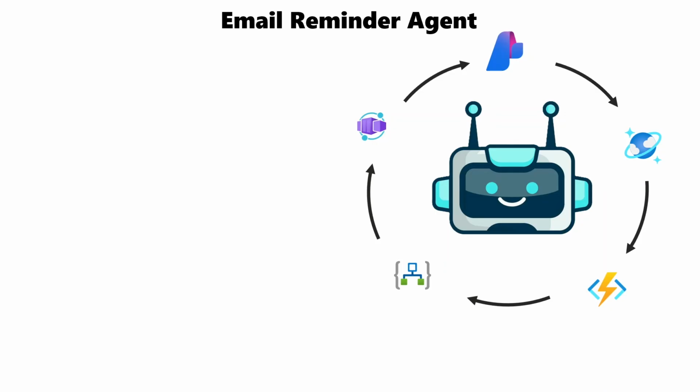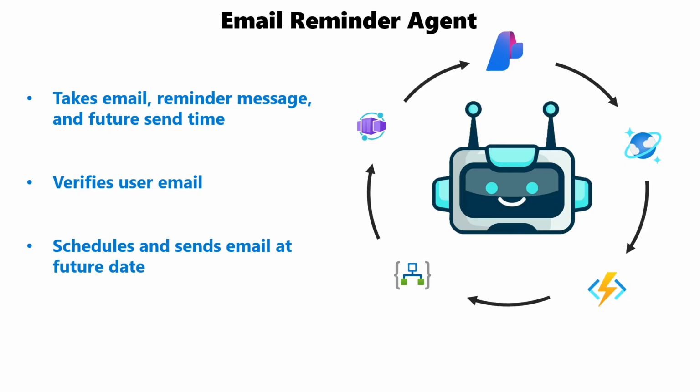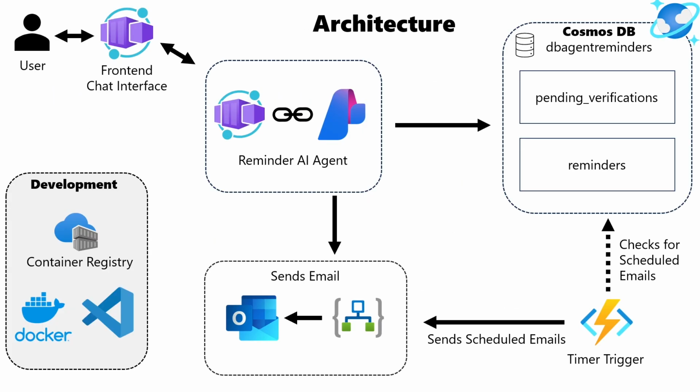We'll be building an email reminder agent. The three core features for this agent are that it takes an email, a reminder message, and a future send time. It verifies the user email to make sure that they own the email they're asking to be reminded. And it schedules and sends an email at the future date that was specified earlier. This is the general architecture for our email reminder agent.